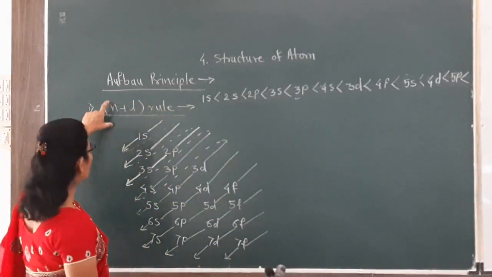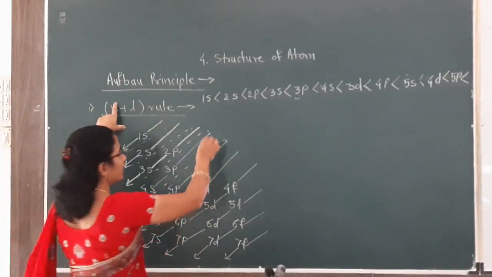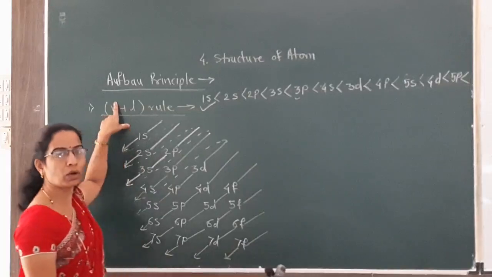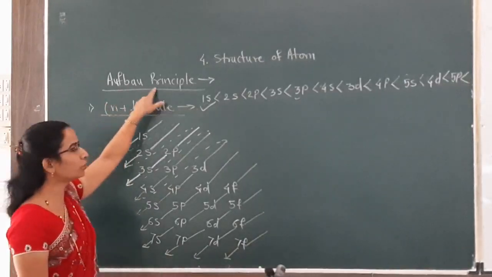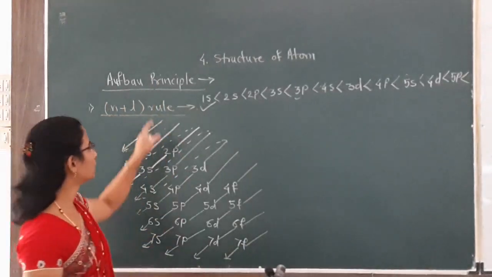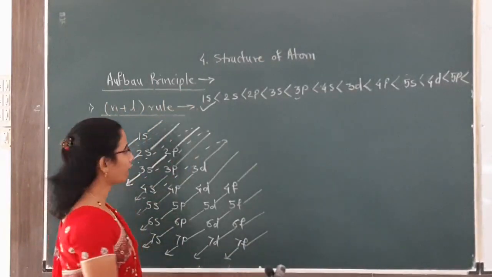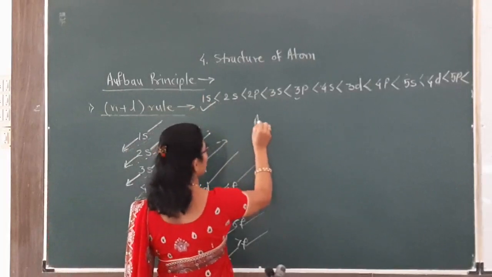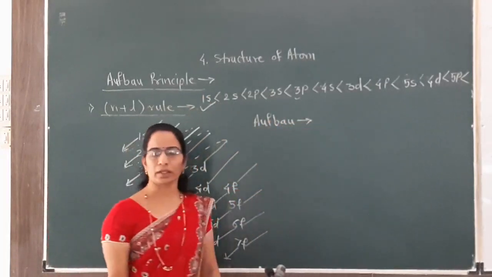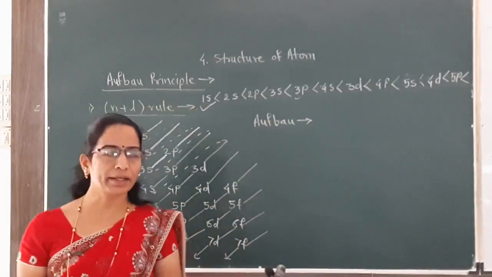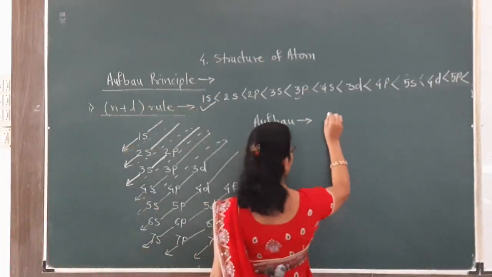So with the help of this rule, or this increasing order of the energies of different kinds of orbitals, now you can study the above principle well. Actually, this word is a Greek word, and its meaning is building up.